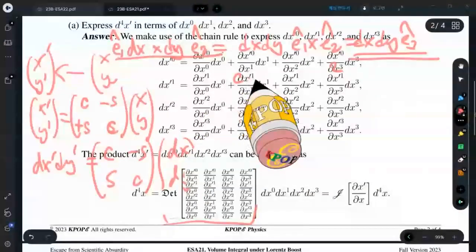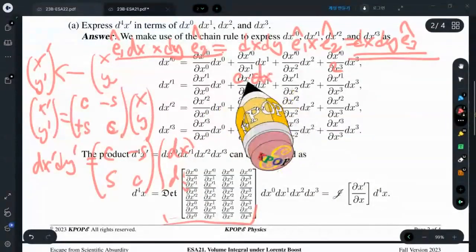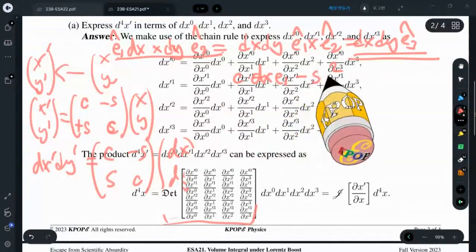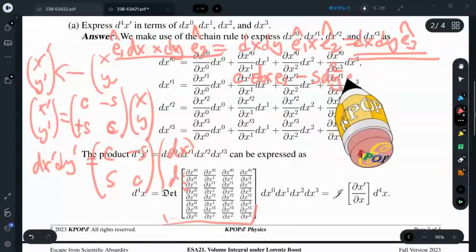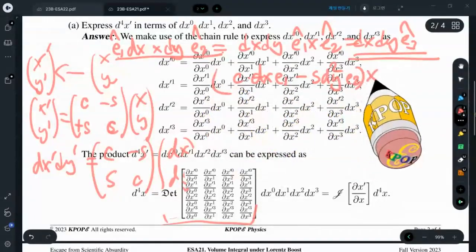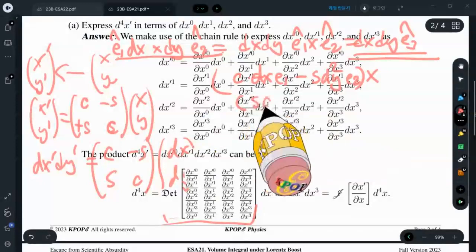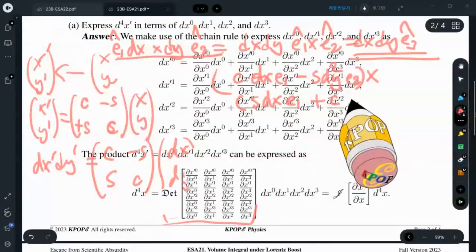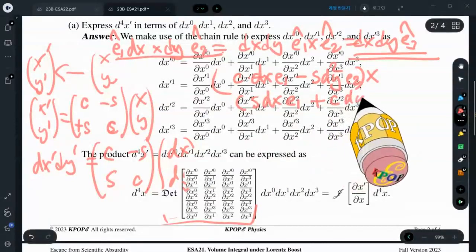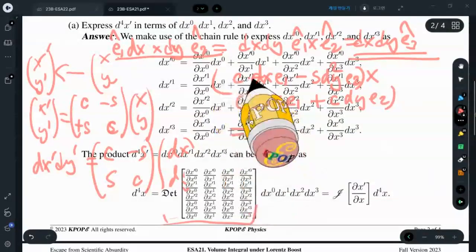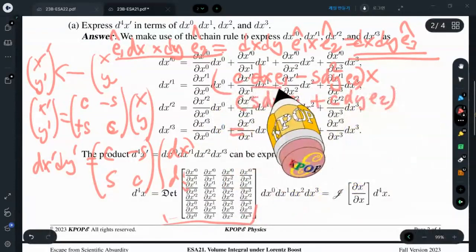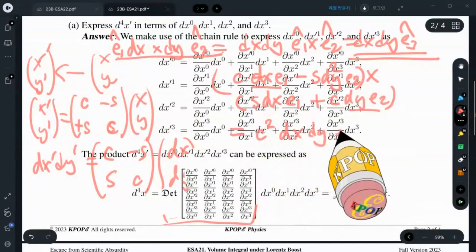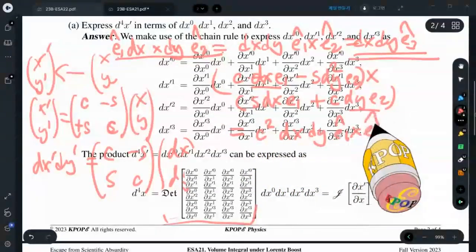C dx E1 minus S dy E2, cross product with S dx E1 plus C, cosine, dy E2. If I make a cross product, I compute dx cross dy. C squared dx dy E1 cross E2.